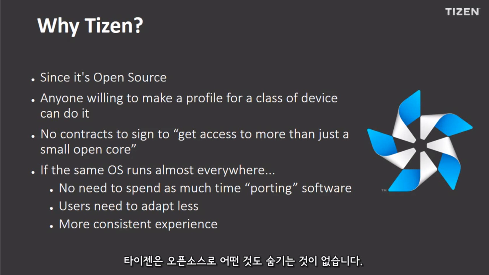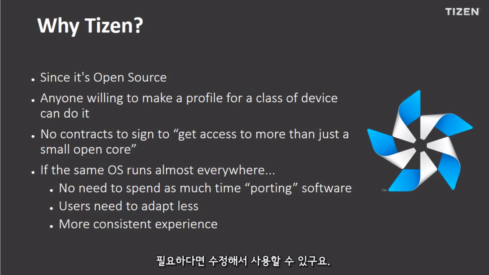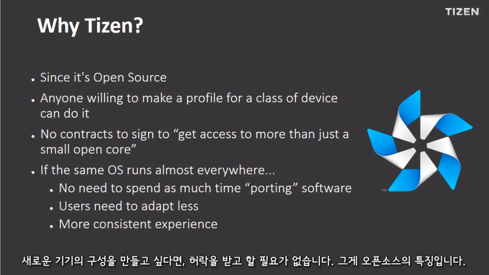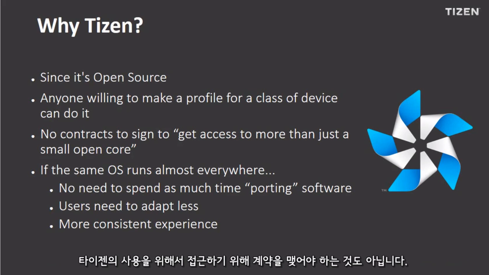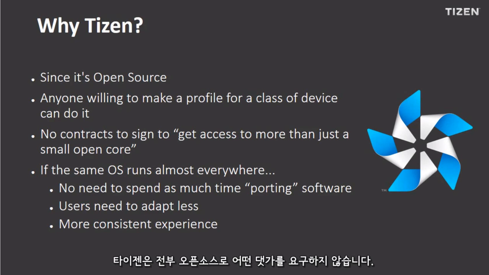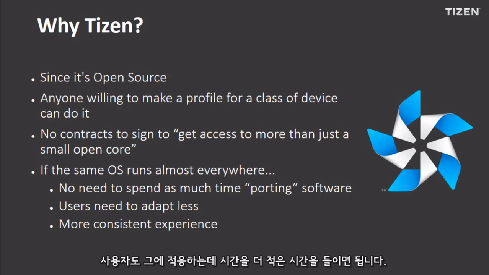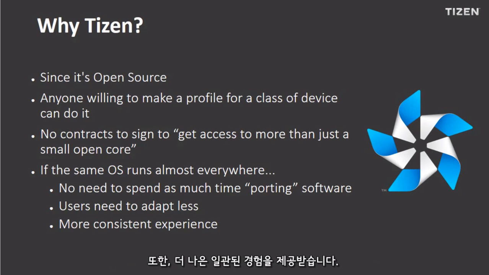Because Tizen is open source, we are not hiding anything from you. You can see it, know how it works, even contribute back. You can modify it as needed. Anyone who wants to make a new profile for a class of device could do it on their own. You don't need official support to do that. Anyone can do it. That is the nature of open source. You don't have to sign any contracts to get access to Tizen. You don't just get a small open core and then have to sign away your life for everything else. Tizen is all open source. You don't have to sign up for anything. Now, if the same OS, Tizen, were to run everywhere, you now spend less effort porting software from platform to platform. Your users have to adapt less from platform to platform, and they have a much more consistent experience.